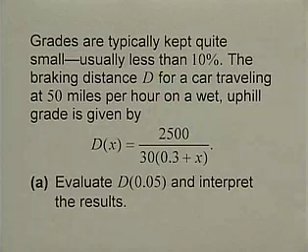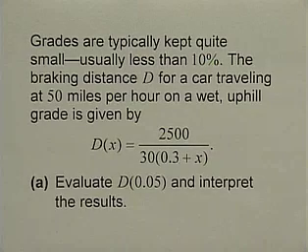The braking distance, d, for a car traveling at 50 miles per hour on a wet uphill grade is given by d of x is equal to 2,500 over 30 times the group 0.3 plus x. So evaluate d of 0.05 and interpret the results.